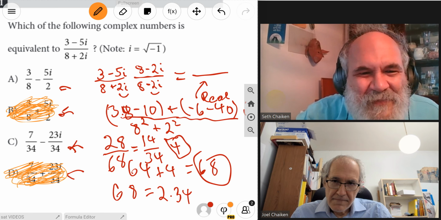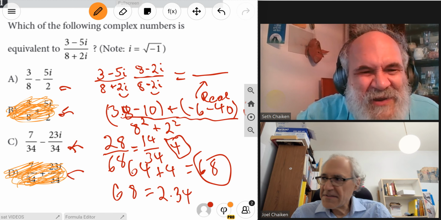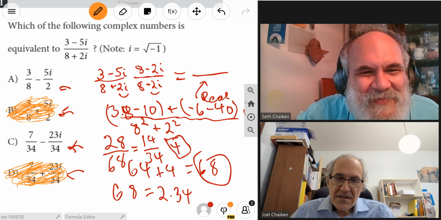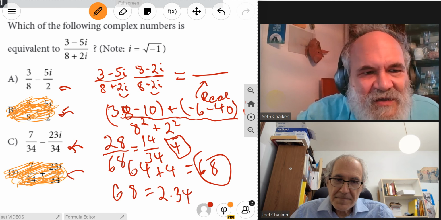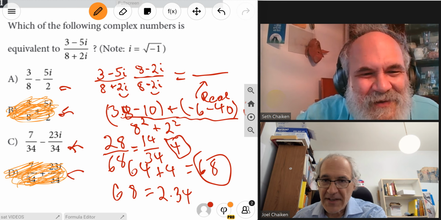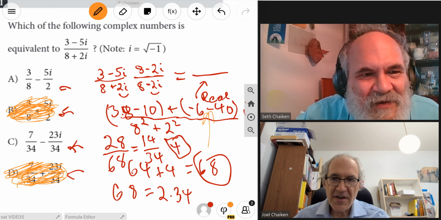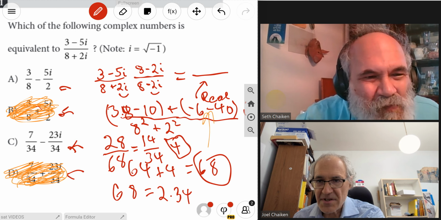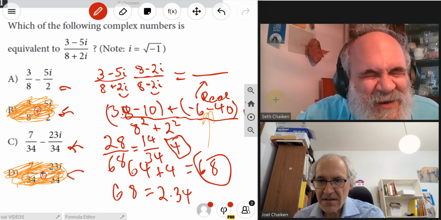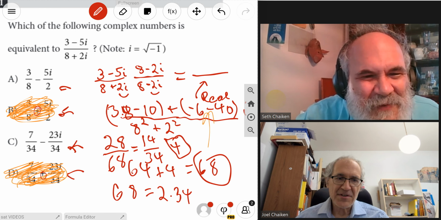Well, what's wrong? What went bad? The lesson to be learned is it's really easy to make mistakes. But what I did, by the way, I blew off B and D because this number here is negative. Negative 6 minus 40 is a negative number. So these positive numbers here are out. Goodbye. So you immediately get rid of those two.